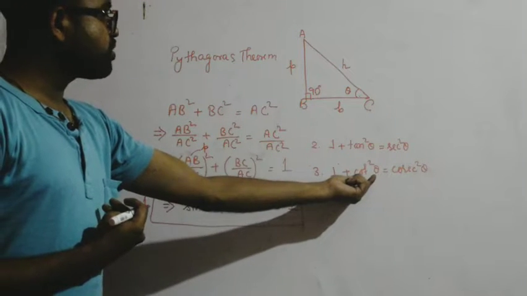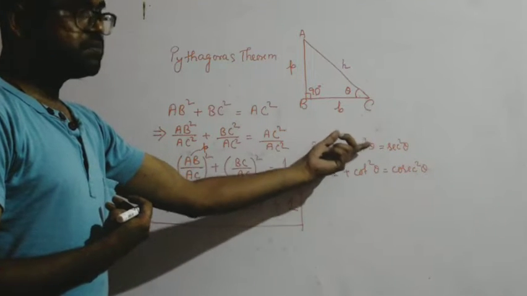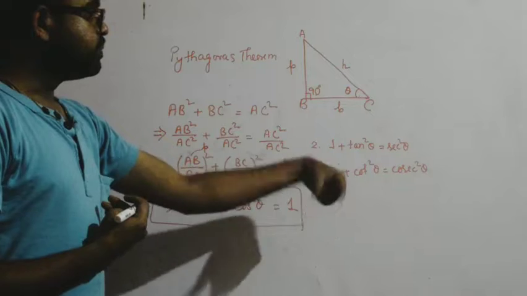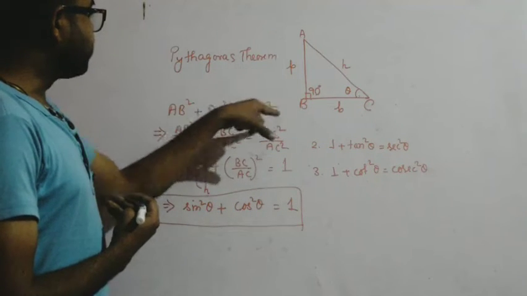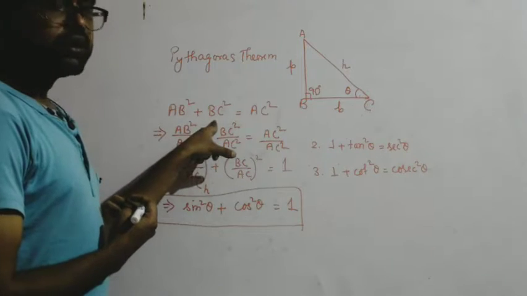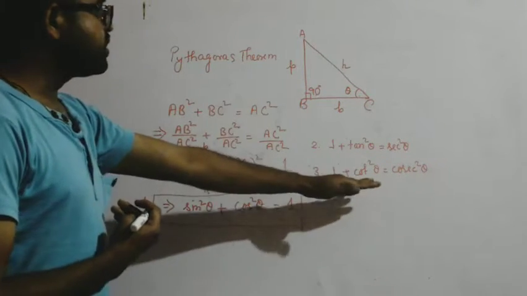Similarly, for getting cot square theta, cot is the reciprocal of tan. If tan is P by B, then cot will be B by P. So B is BC and P is AB. So that means you have to divide all the terms by the perpendicular, that is AB square. So you will get this one.